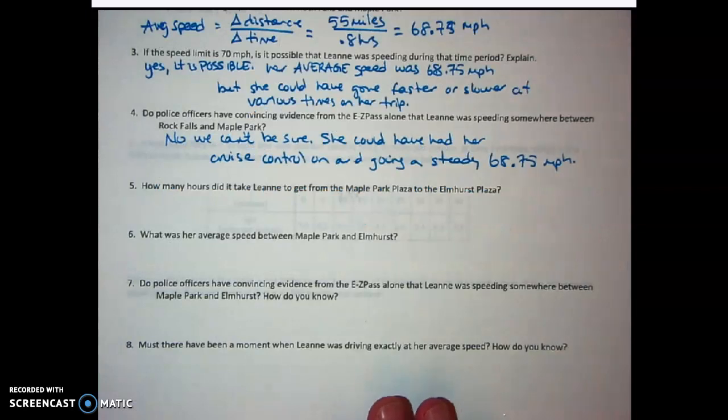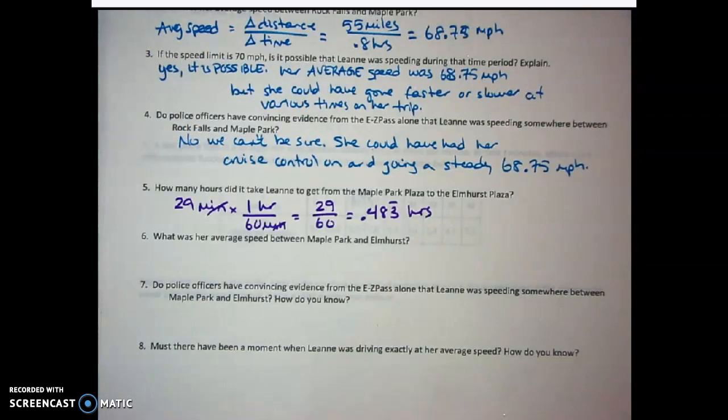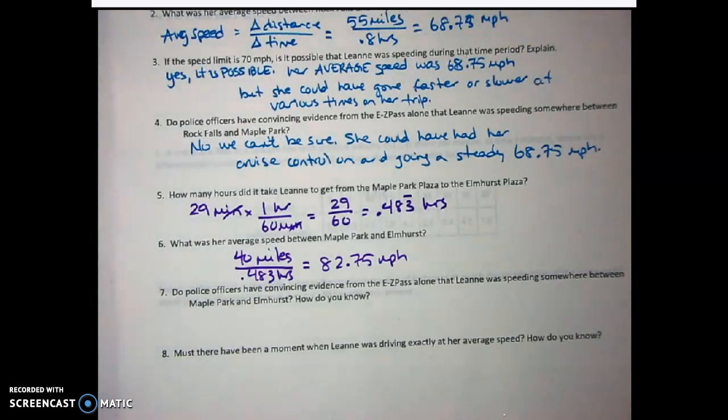Then let's look at a different section of her journey. How many hours did it take Leanne to get from Maple Park Plaza to Elmhurst Plaza? Go ahead and do the same thing here that we did up in number 1. Go ahead and pause the video and do that. So it took her 0.483 hours. And so now again, do the same thing in number 2 for number 6. What was her average speed between Maple Park and Elmhurst? Well, this time her average speed was 82.75 miles per hour.